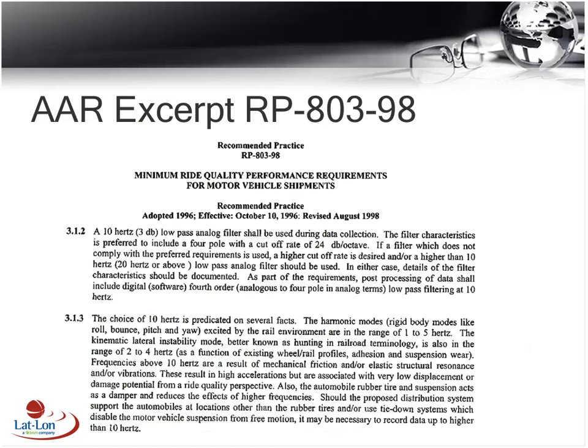So this is the recommended practices 803-98 in text. Don't worry, I'm not going to read through the whole thing, but you can see that the 10 hertz is listed right there. And what that means is that at 10 hertz, you'll be attenuating it by 3 dB, which is roughly half the strength of the signal getting through at that point. As you go up in frequency, even less of a percentage of the signal can get through the filter.